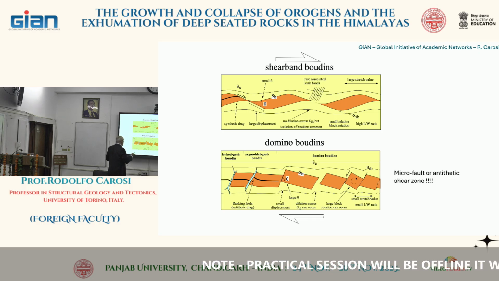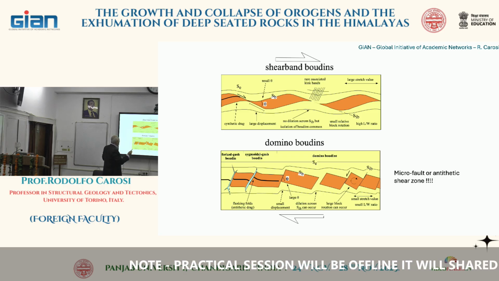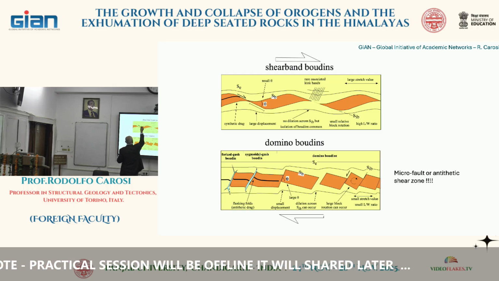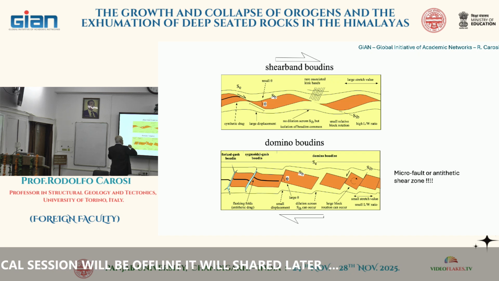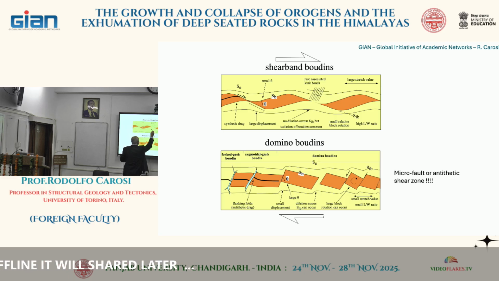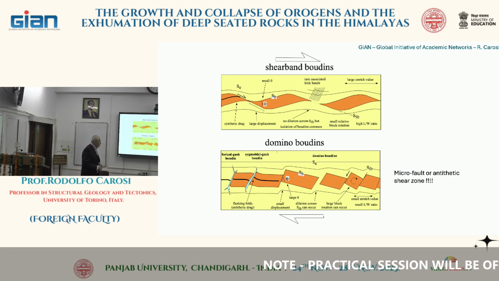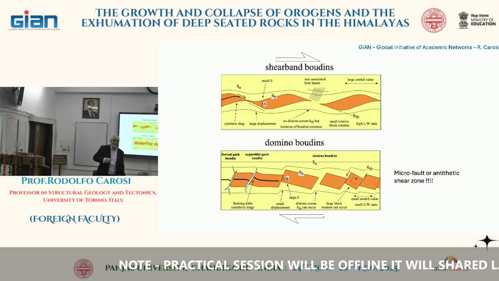You can have some other features, such as the matrix being deformed, folded inside the space opened in the boudins, like in this case. Could be the occurrence of some kink bands or some flanking folds. Flanking folds are structures that cannot be explained easily in a normal way.